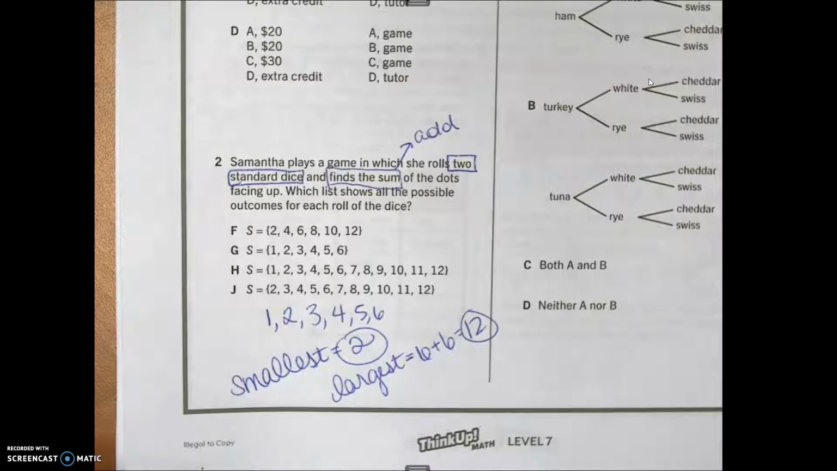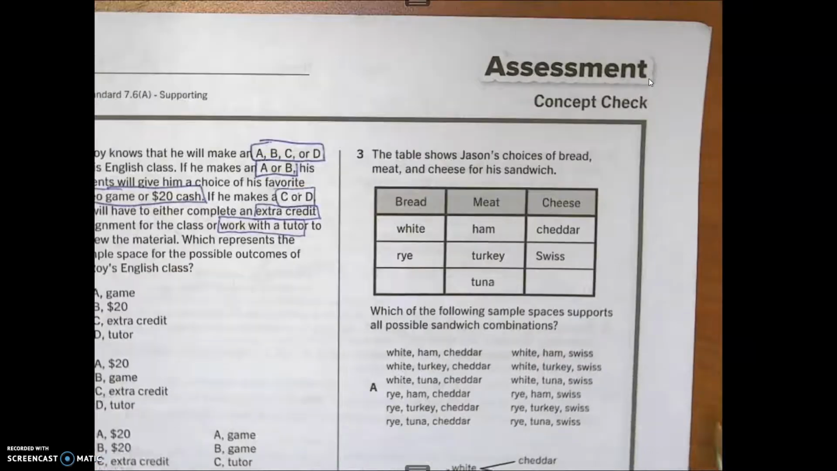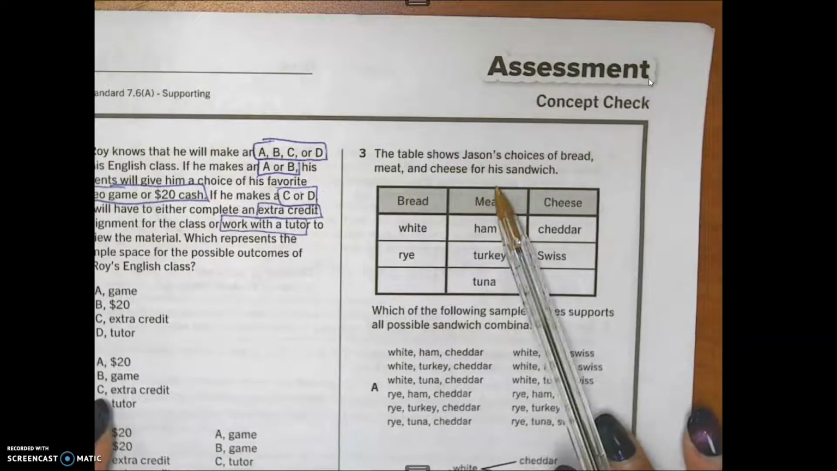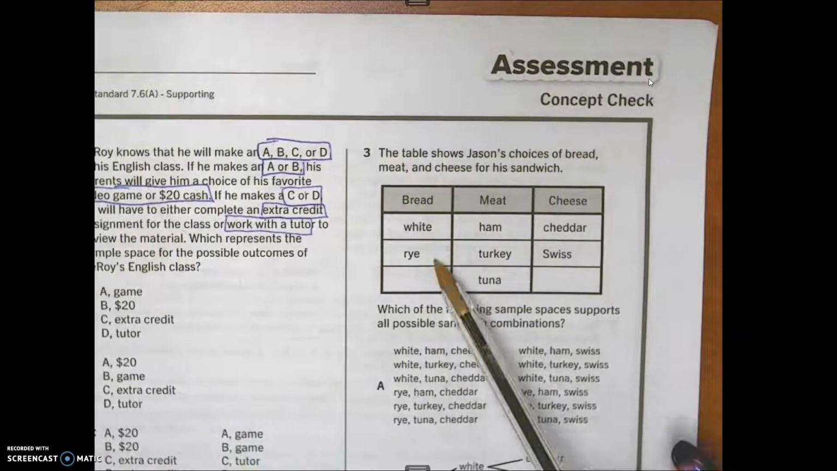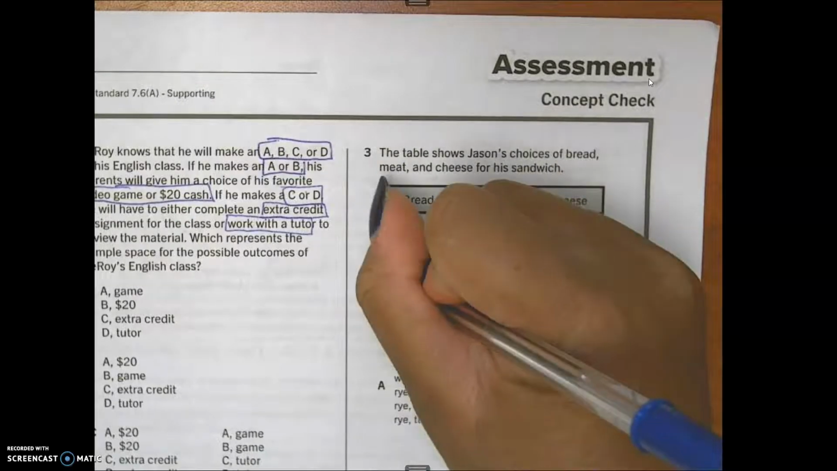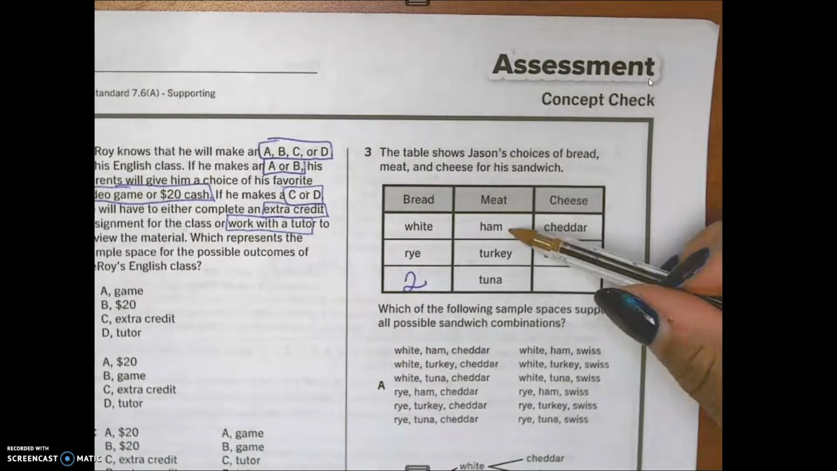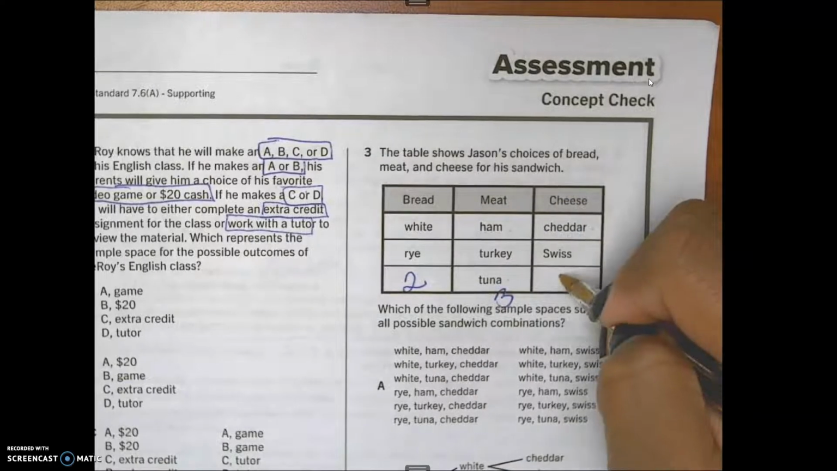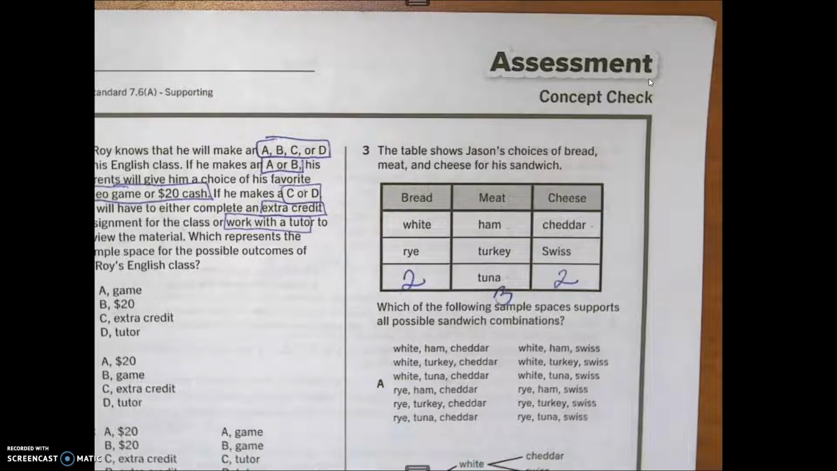Good. Number 3. The table shows Jason's choice of bread, meat, and cheese for his sandwich. How many different bread options does he have? White and rye is 2 options. His meat options are ham, turkey, and tuna, which are 3 options. And his cheese is cheddar, Swiss, which are another 2.